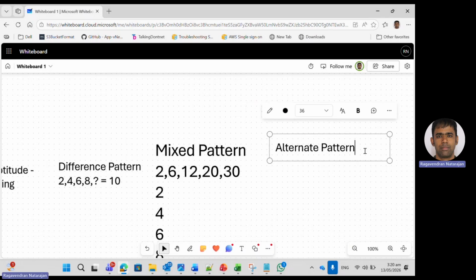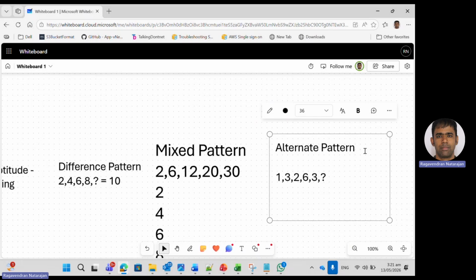I'm going to write one example for the alternate pattern, which is 1, 3, 2, 6, 3, what? What is this number? When you are not able to identify a different or systematic pattern, don't guess further. When it is confusing, immediately apply odd sequence terms and even sequence terms here.